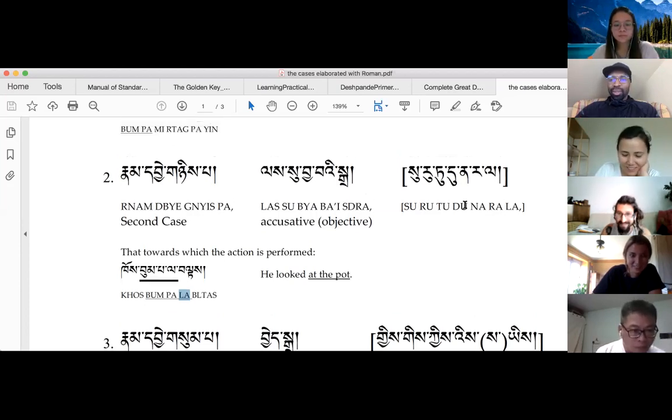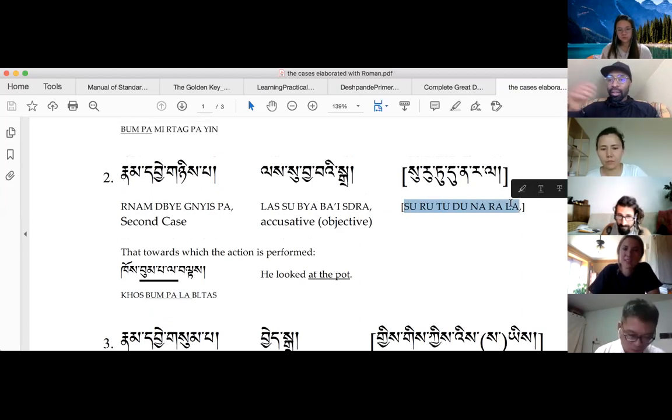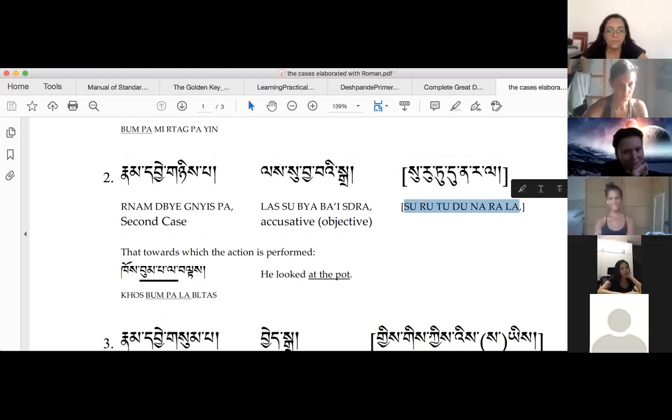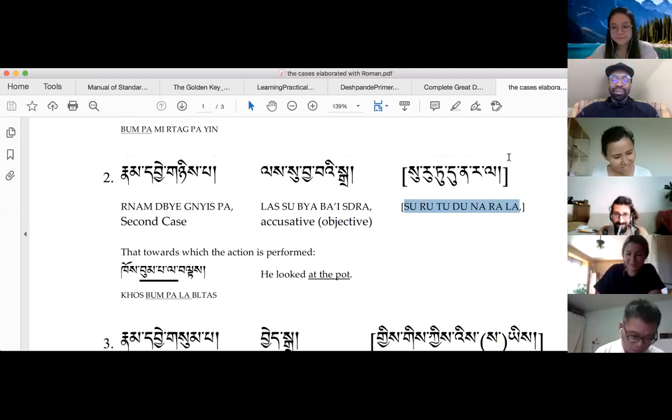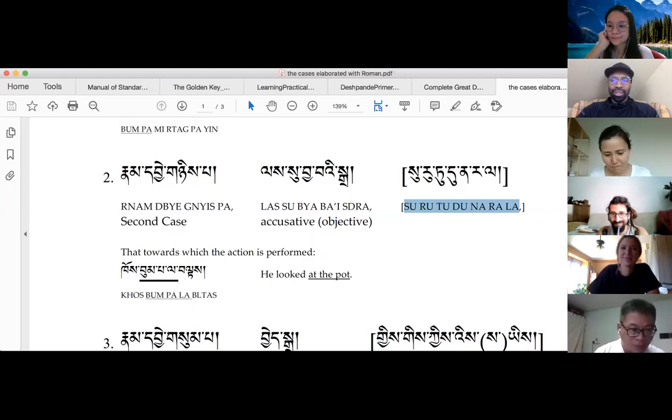All right. So here we are. Su ru tu na ra la can all mean la. So when you translate, which you're all going to do, I can see in your eyes. You all want to be translators, which is great. You should become translators. You all have the intelligence and wherewithal. And you have some weirdo teaching you grammar for free, so that's another benefit.